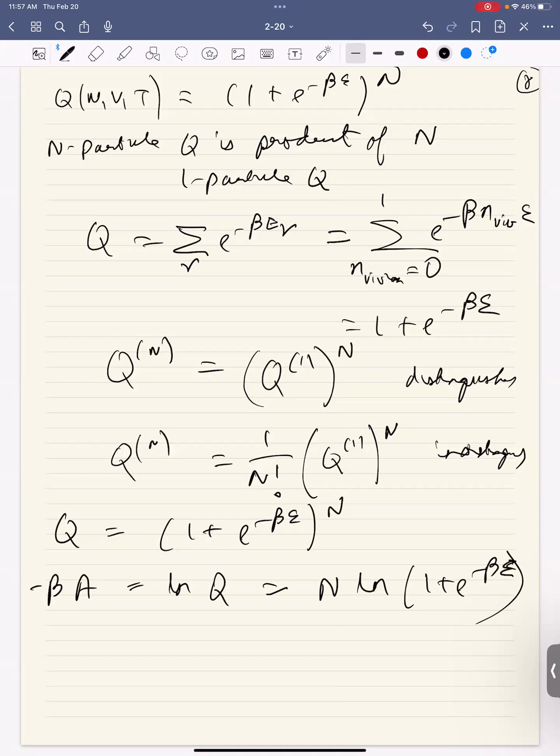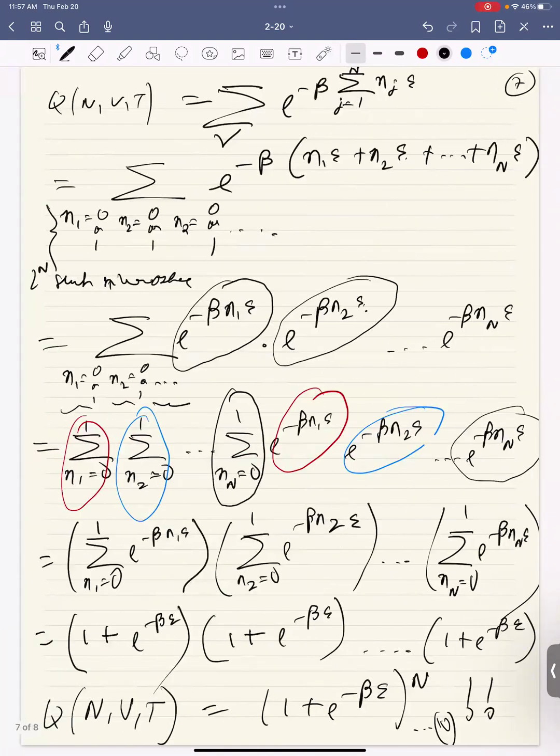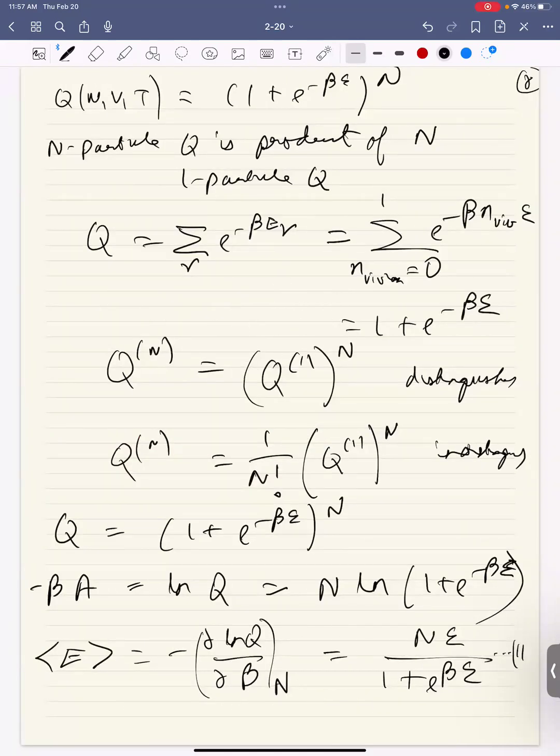For the canonical partition function, we also derived the value of the average energy in class. It was something related to the log of the partition function differentiated. Anyone remembers what was the expression? It was minus partial ln Q by partial beta at constant n. Okay, so we can do that. Once we do that, you easily get n epsilon by 1 plus e to the power beta epsilon. And let's call this equation 11.